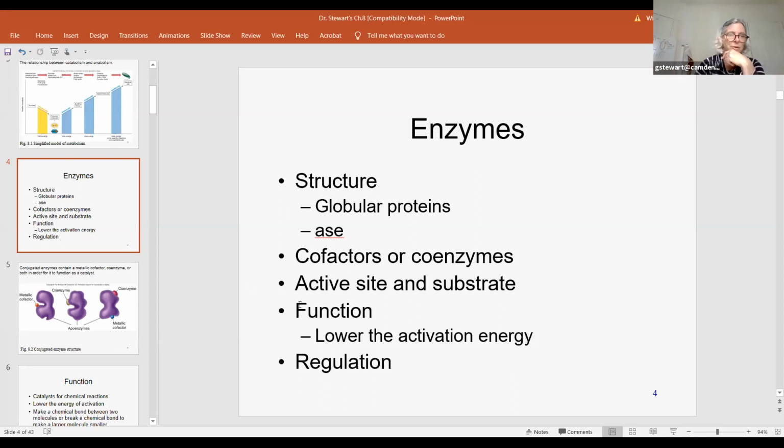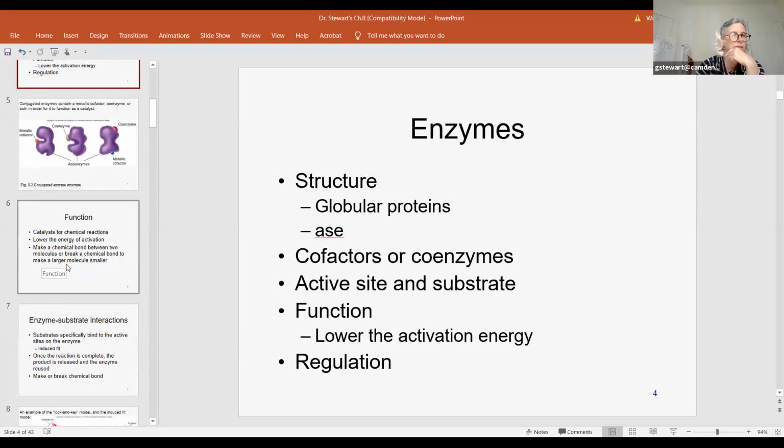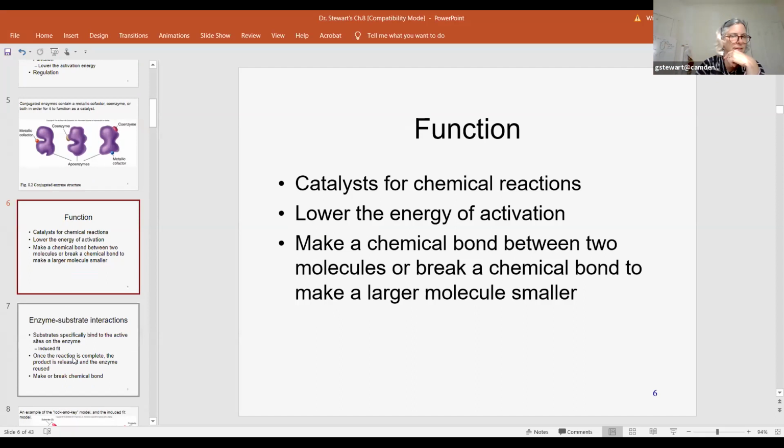And this is sort of generally what all the rest of what we're going to cover about enzymes, a little bit about the regulation. I'm not showing you that picture. I just said all that.